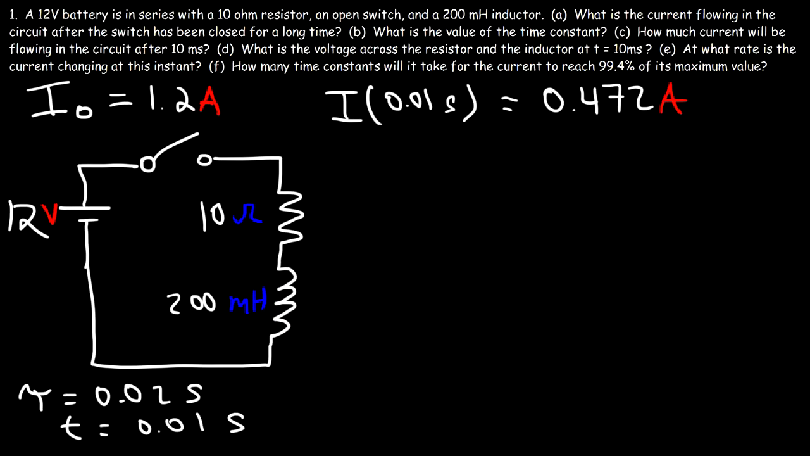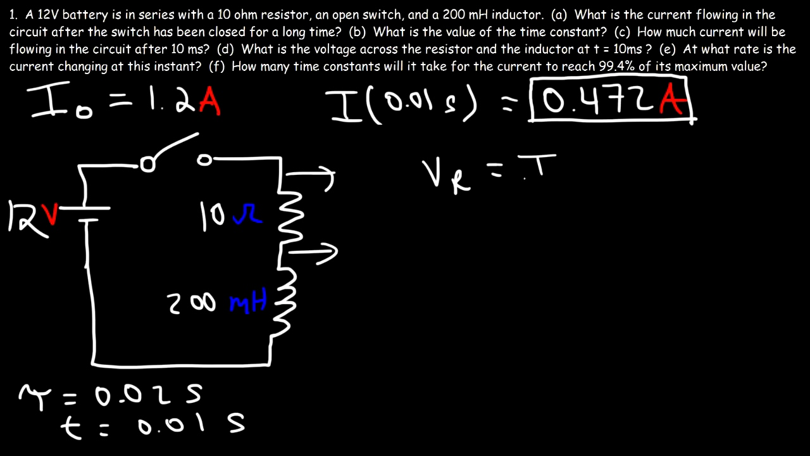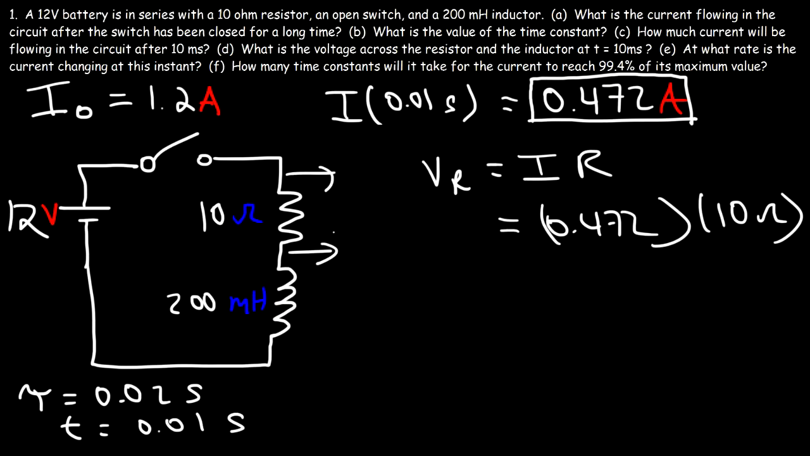Now let's move on to part D. What is the voltage across the resistor and the inductor at t equals 10 milliseconds? So at 10 milliseconds, we have this current. The voltage across the resistor is just going to be the current that flows through the resistor times the resistance. So the current at this instant is 0.472 amps, and the resistance is 10 ohms. So that's going to be a voltage of 4.72 volts.